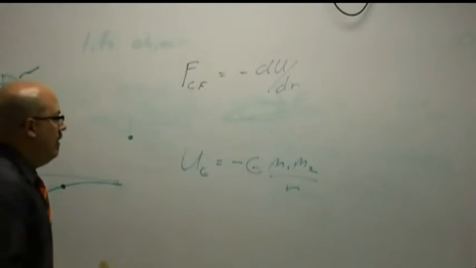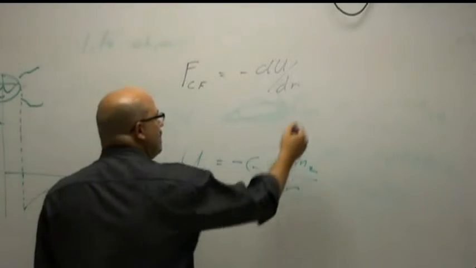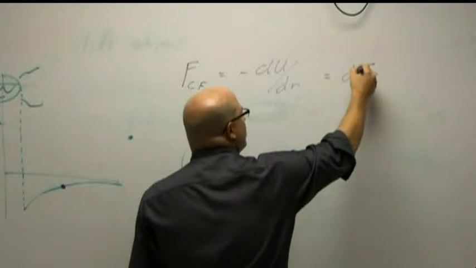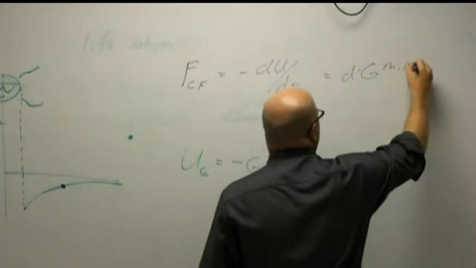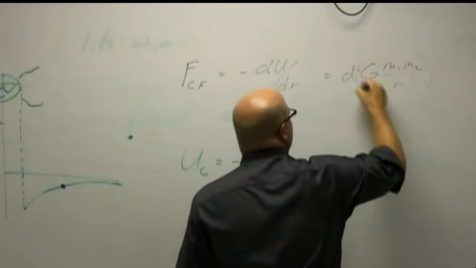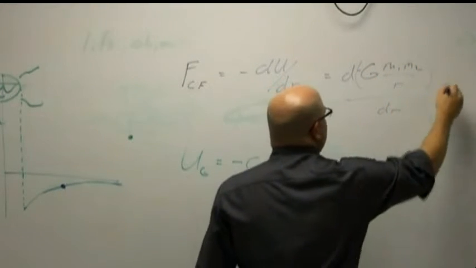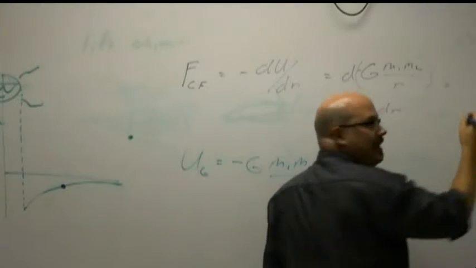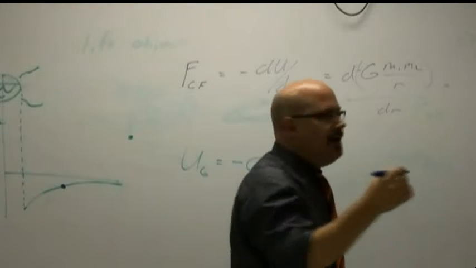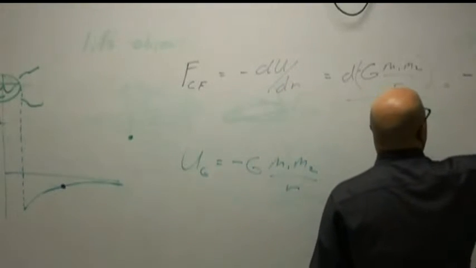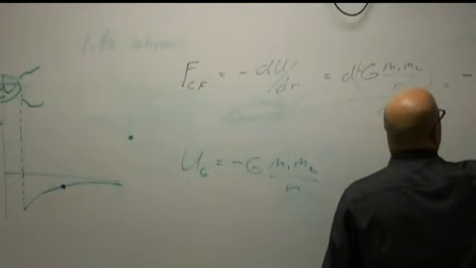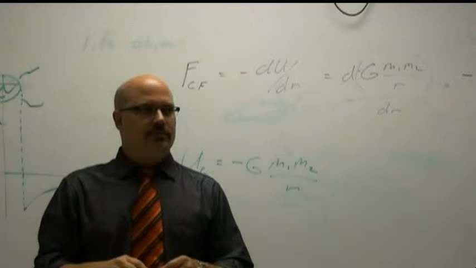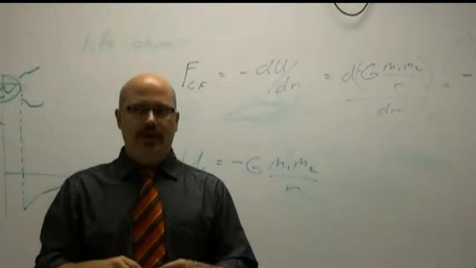Big G. You're taking the derivative of this. What does that equal? There's three negative signs, so it ends up being negative. There's three negatives involved.